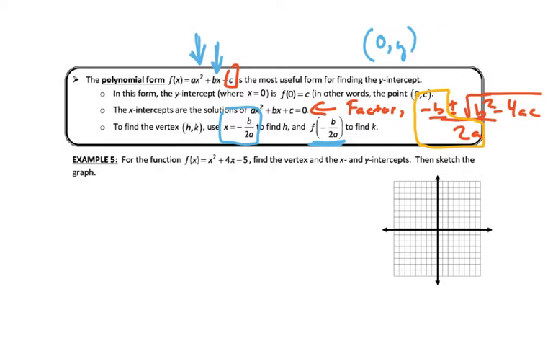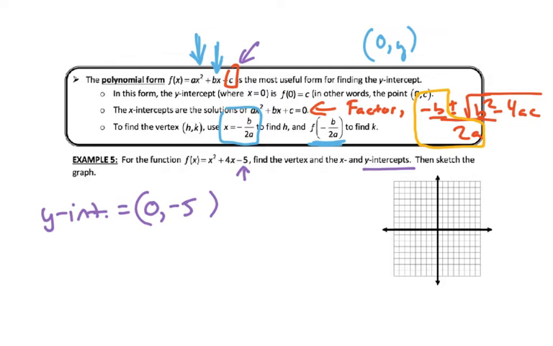Okay, so for the function x squared plus 4x minus 5, find the vertex and the x and y-intercepts, then sketch. I'm going to start off with the easiest one, which is the y-intercept. That's just negative 5. As we recall from earlier, I said that c represents the y-intercept. So the y-intercept is going to be 0, comma, negative 5.